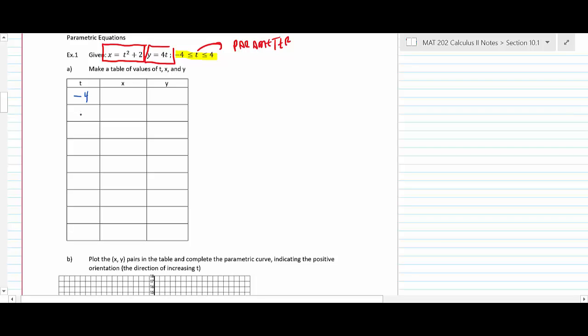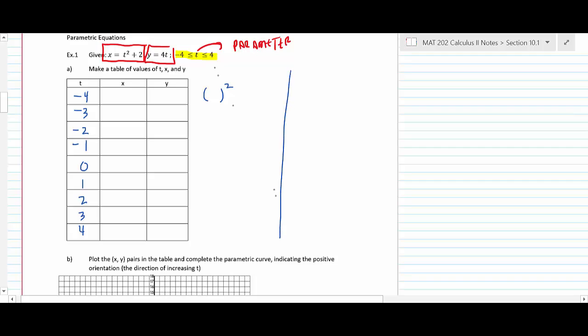The more increments you break the t's up, the more accurate your graph is going to be, but we're just going to go by one. So let's go ahead and fill this out like this. Then we'll go all the way up to 4 like this, okay? Now we're going to fill out a couple of these.